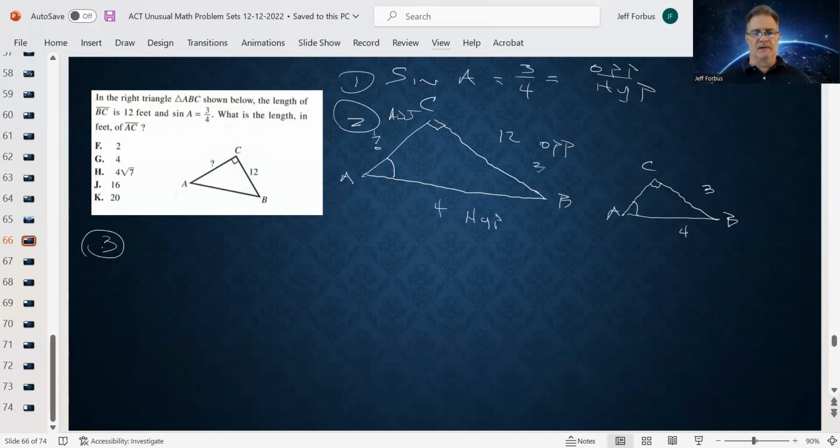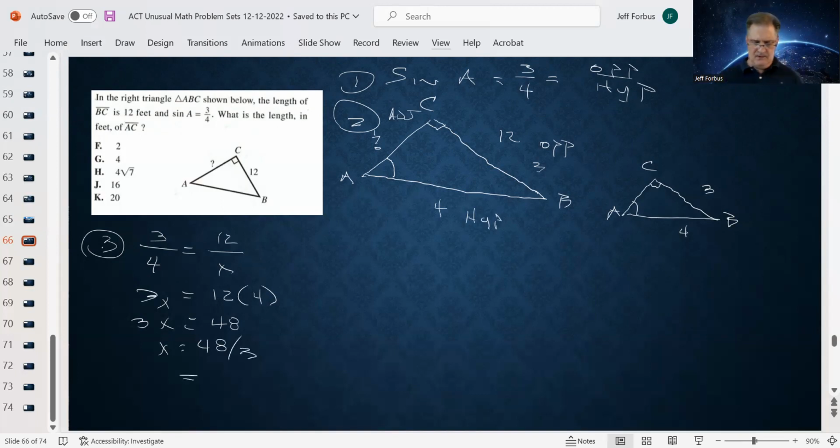So let me write it over here. So side BC, 3 over AB, 4 is equal to side BC 12 over AB of X. Now we can do a cross multiplication and leverage this proportion to figure out the length of AB. So this would be 3X is equal to 12 times 4. Well, that's 48. So 3X. Now, we want to divide by 3. So 48 divided by 3 is going to be equal to 16. So side X or side AB or the hypotenuse is actually 16.